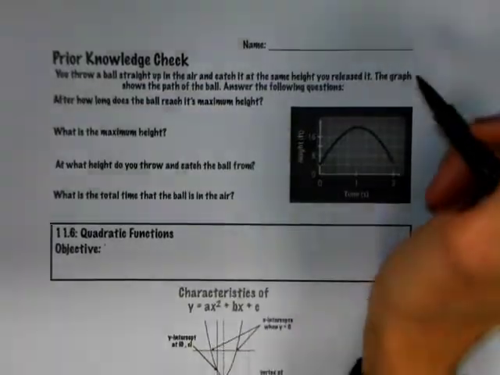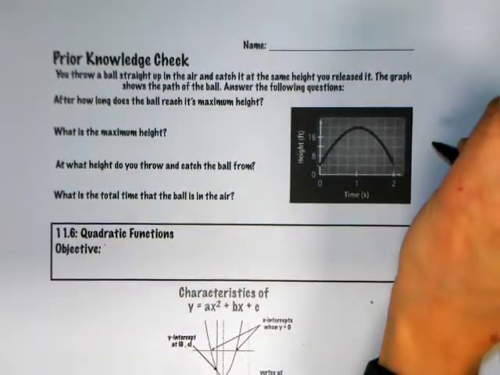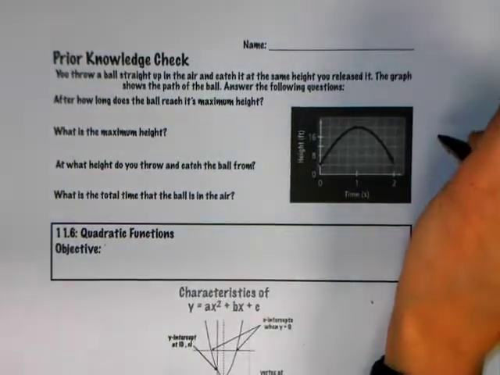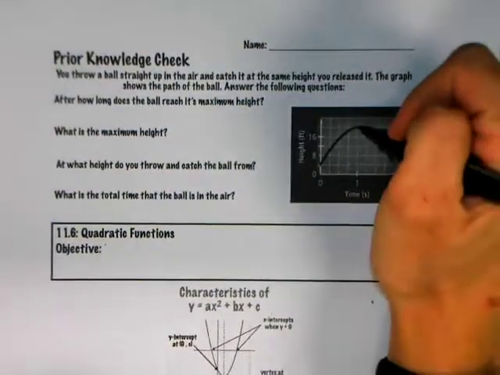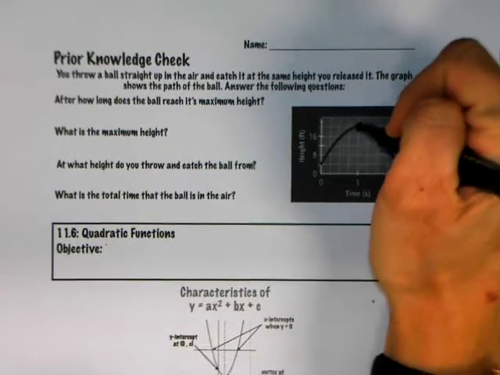You throw a ball straight up in the air and catch it at the same height you released it. The graph shows the path of the ball. Answer the following questions. After how long does the ball reach its maximum height? So that would be here, right? Yep, 1 second.